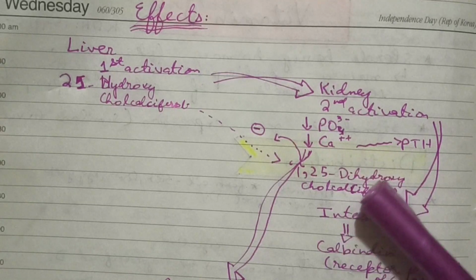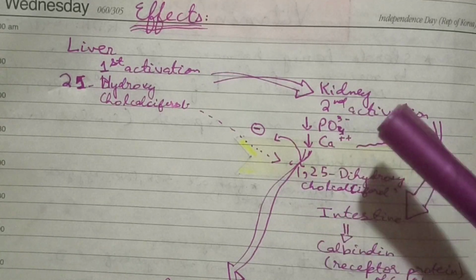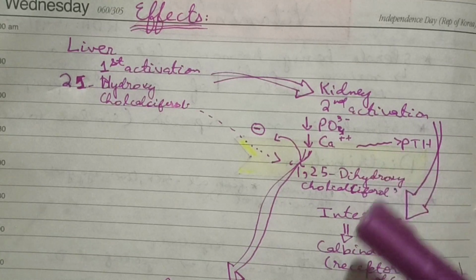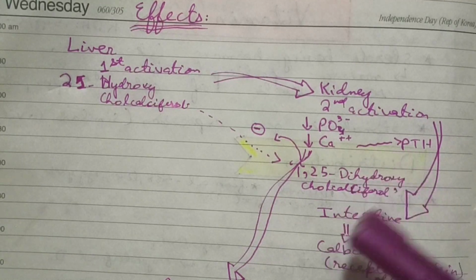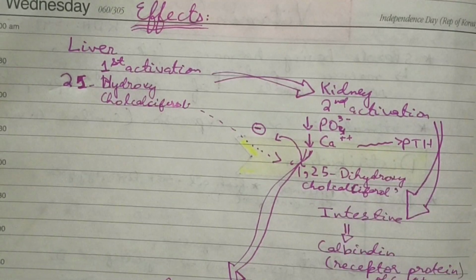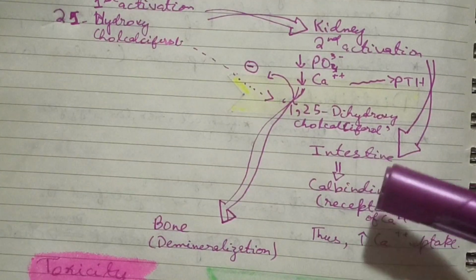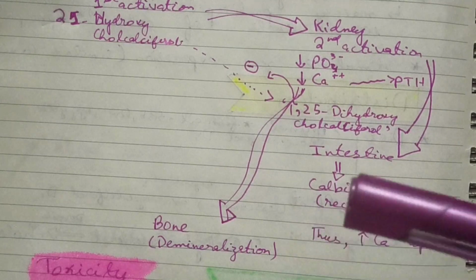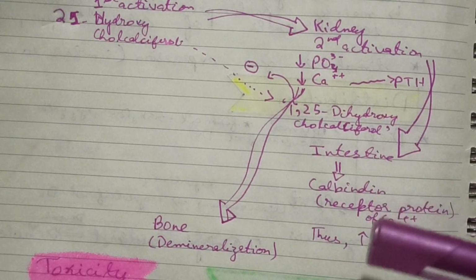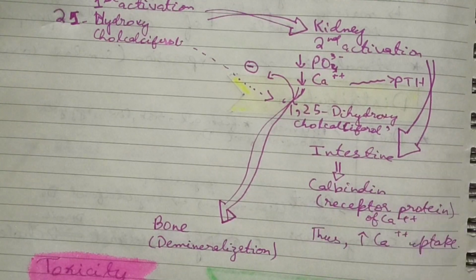When calcitriol is produced, it acts as a hormone, stimulates the intestine, and changes its genetic expression. And what will it do? It will order the enterocytes to synthesize more protein. Which protein? Calbindin, which will appear on the enterocytes as the receptor of calcium and will increase the uptake of calcium.